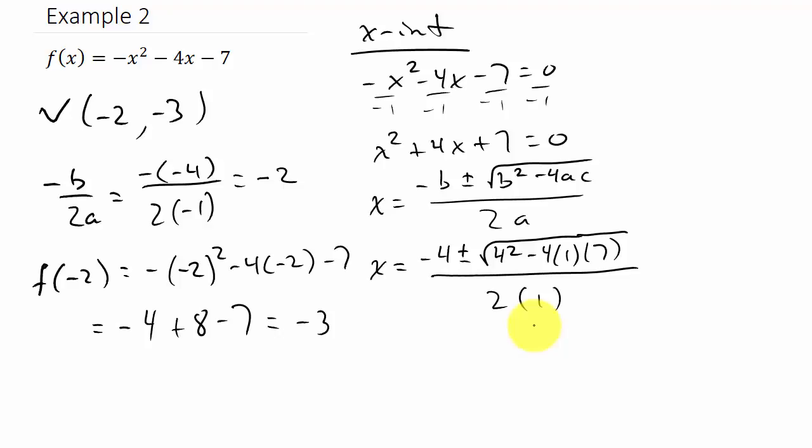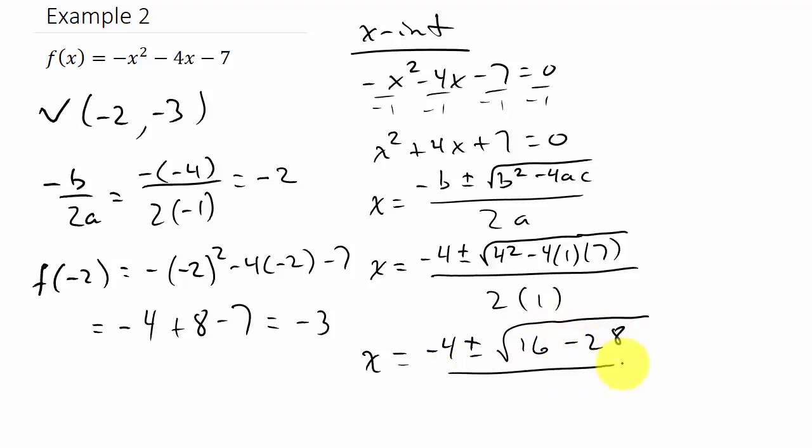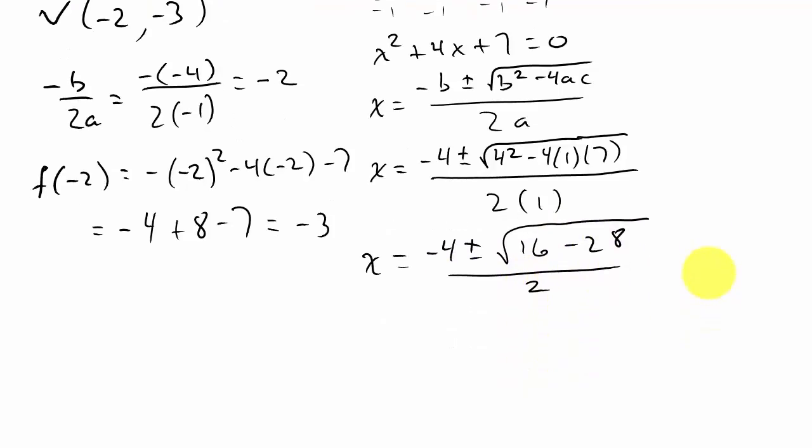Alright, so let's see what happens here. So we have x equals negative 4 plus or minus, and this is going to be the square root of 16 minus 28, all over 2. And so this is x equals negative 4 plus or minus, 16 minus 28 is going to give us the square root of negative 12, over 2.